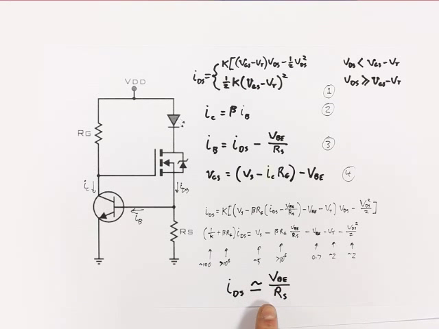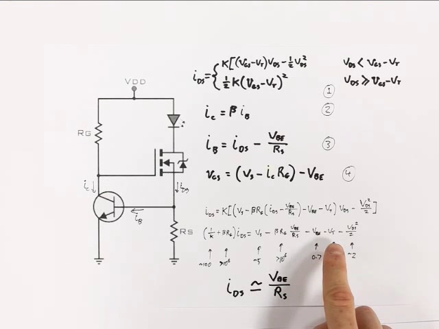Also, one great thing about this simplification is that IDS does not depend on VT, which is fantastic because you may recall from the datasheet that VT really wasn't very well defined. It could have easily varied between different samples of the same MOSFET model, and this shows that those variations won't affect our current.